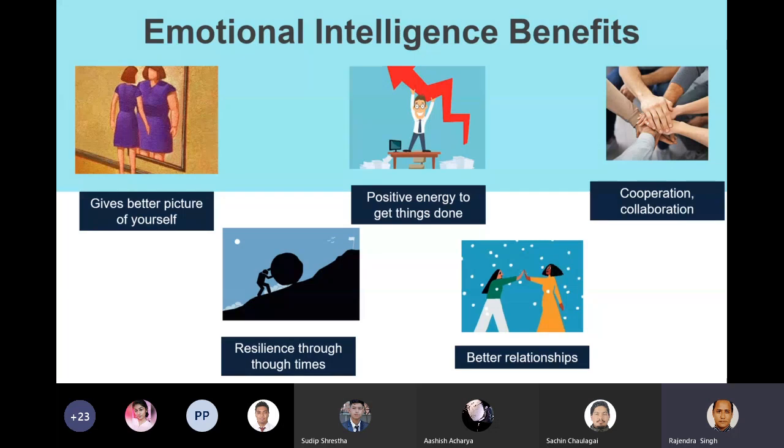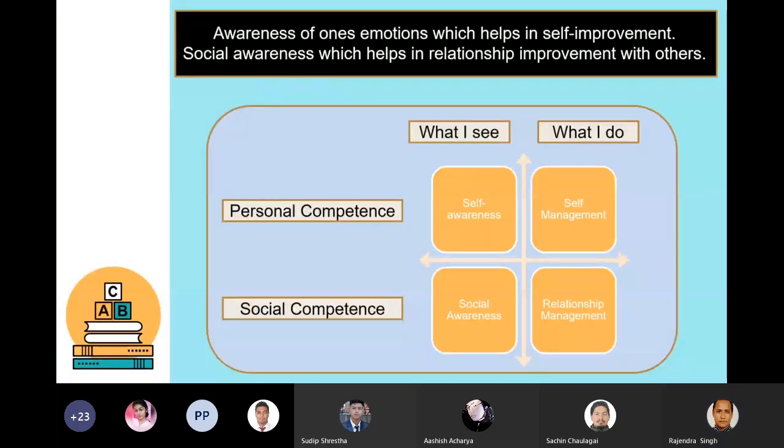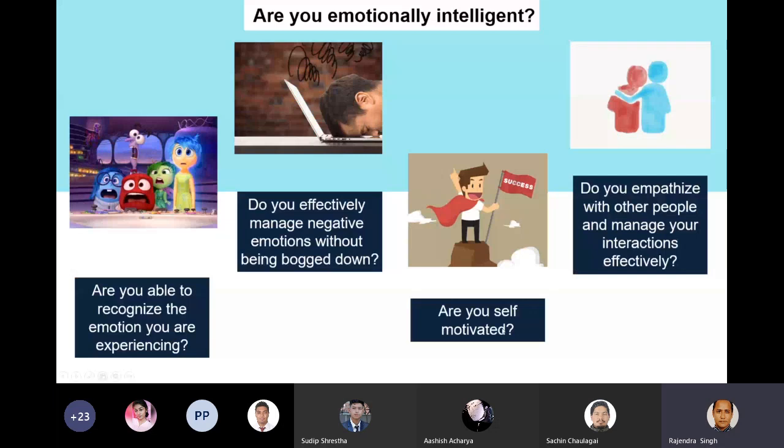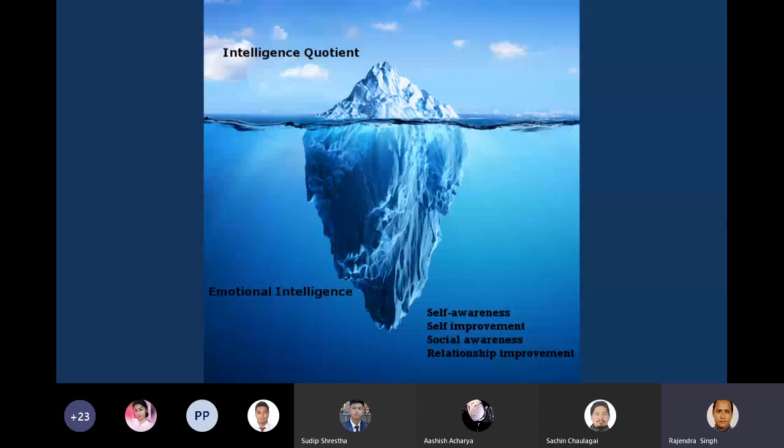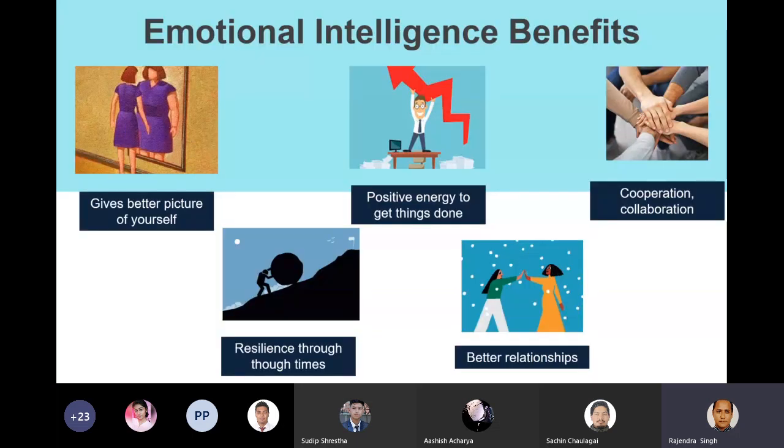Another benefit would be positive energy to get things done. We mentioned one aspect of emotional intelligence, which is self-motivation. We had a slide earlier. So, are you self-motivated? If you have good self-motivation, then you would have positive energy to get things done. Versus someone with low emotional intelligence, who would be discouraged by setbacks. People with a higher level of emotional intelligence have more resilience, even in difficult or tough times. That's another benefit of emotional intelligence.